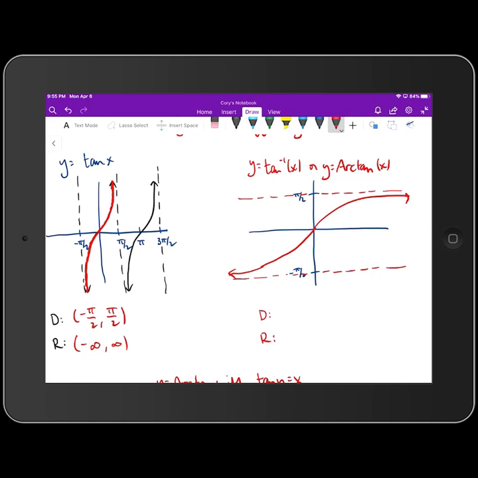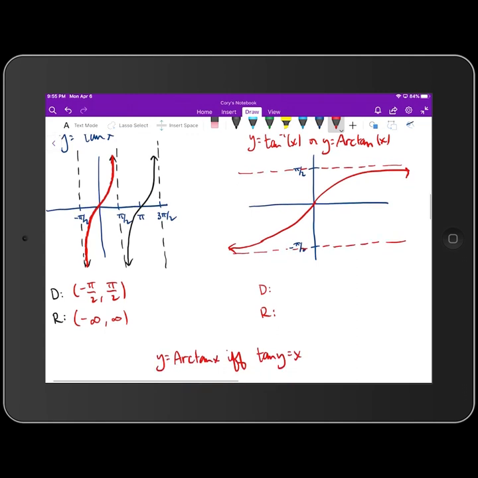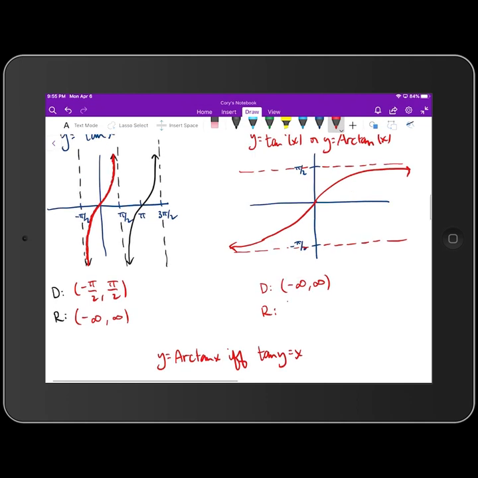And then when we take a look at the domain and range of the function in red, the domain, the x values, are all real numbers. And then the range values, the y values, are going to be the open interval from negative pi over 2 to pi over 2.